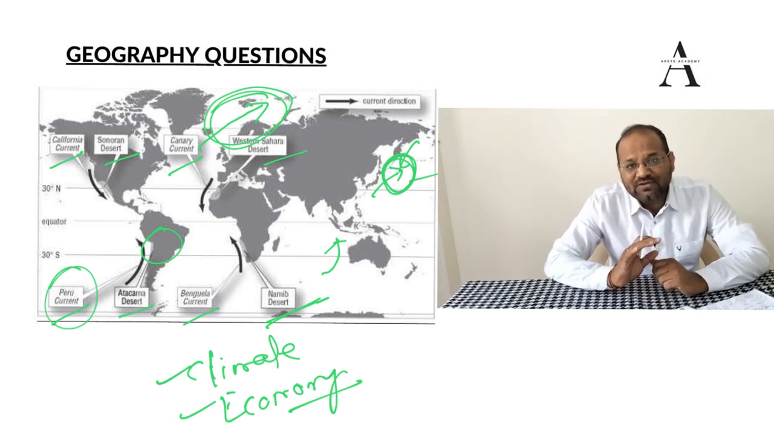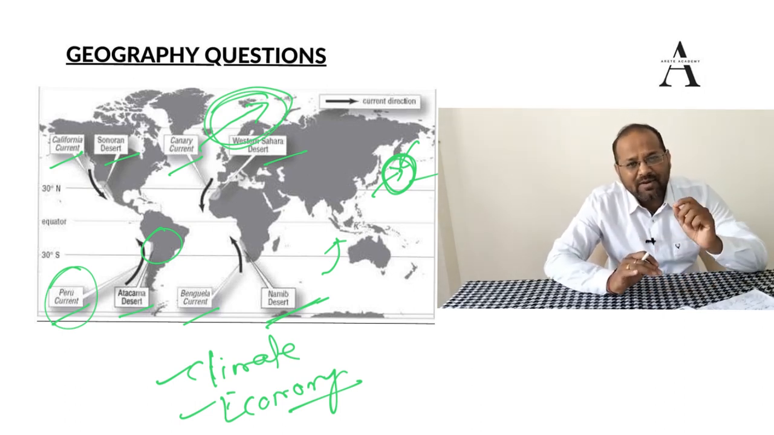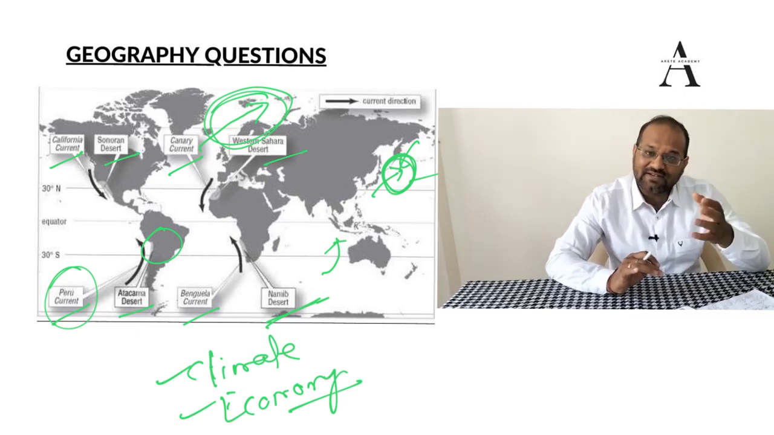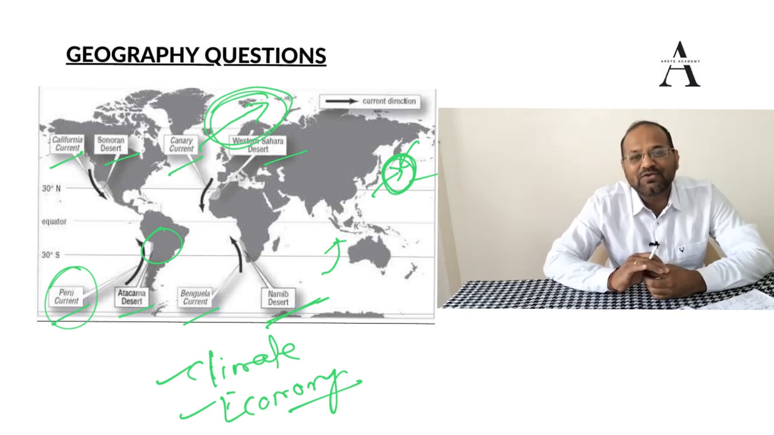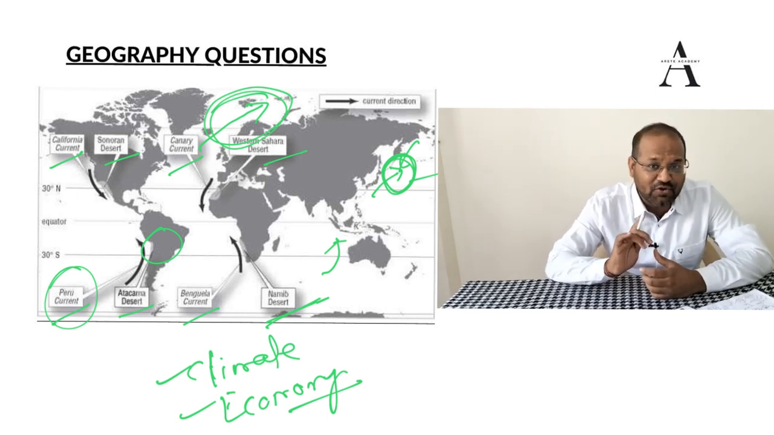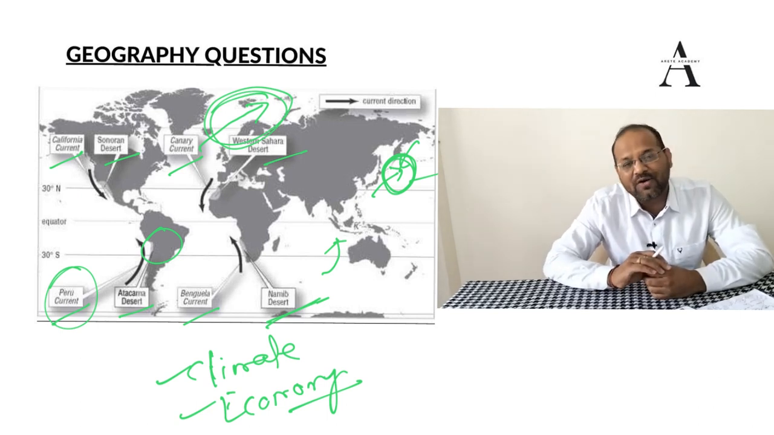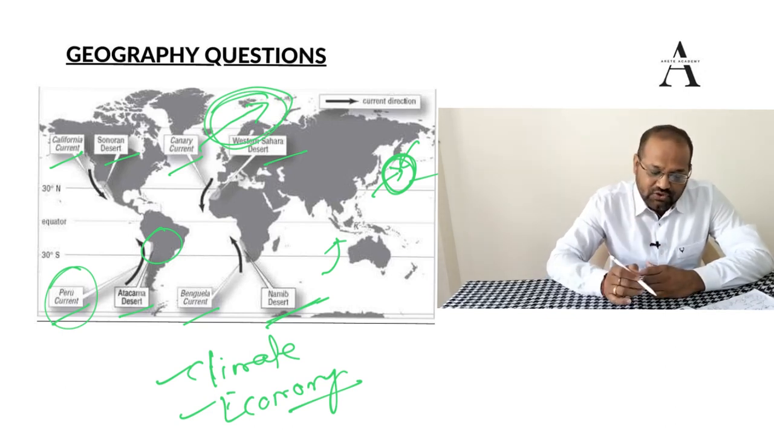Whenever you are reading about cold currents or warm currents, remember limited things so that you can eliminate the answers and reach the right answer. Be very smart and use common sense, because common sense is the most important asset in the UPSC exam, or for that matter anywhere in your life. So remember to use common sense to reach the right answer.